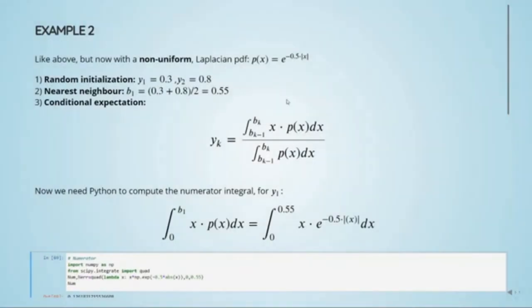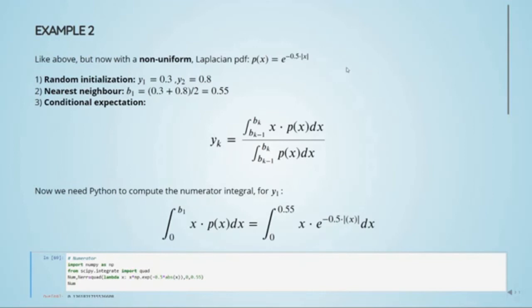Let's take a look at another example. This time it is not a uniform distribution. We will see what happens when we have a Laplacian distribution. So we have the formula for a Laplacian PDF. This probability function is given by this equation here. So it's an exponential to the power of minus 0.5 times the absolute value of x.